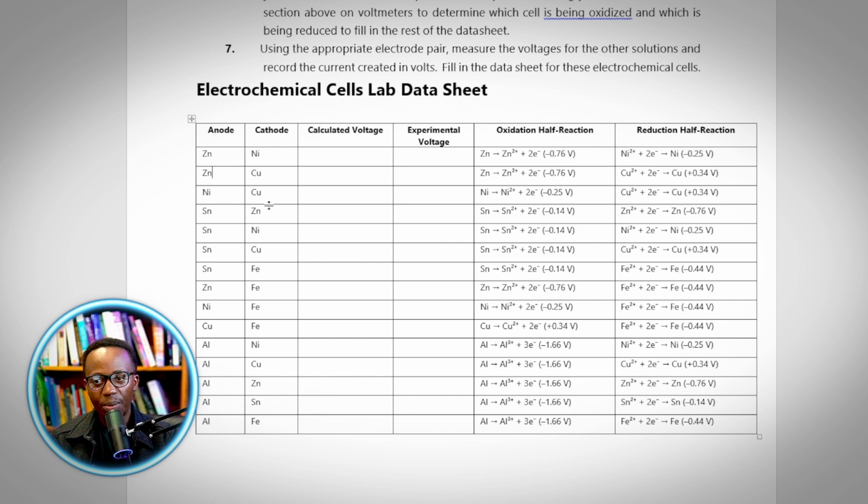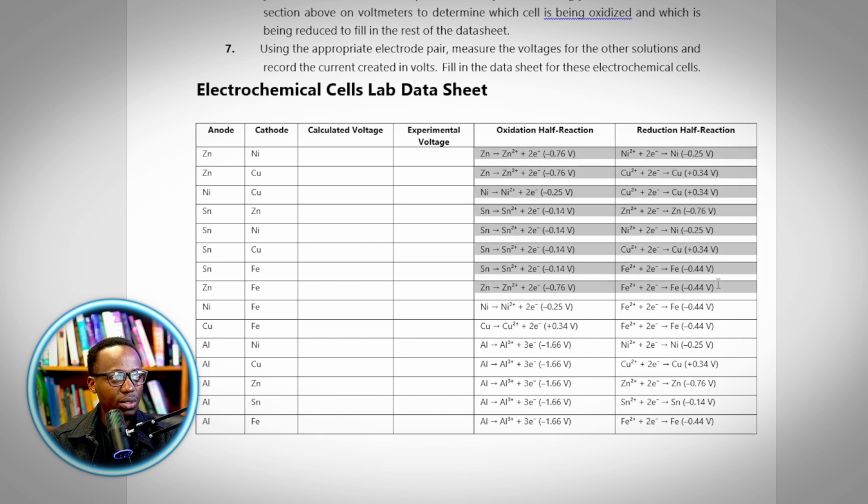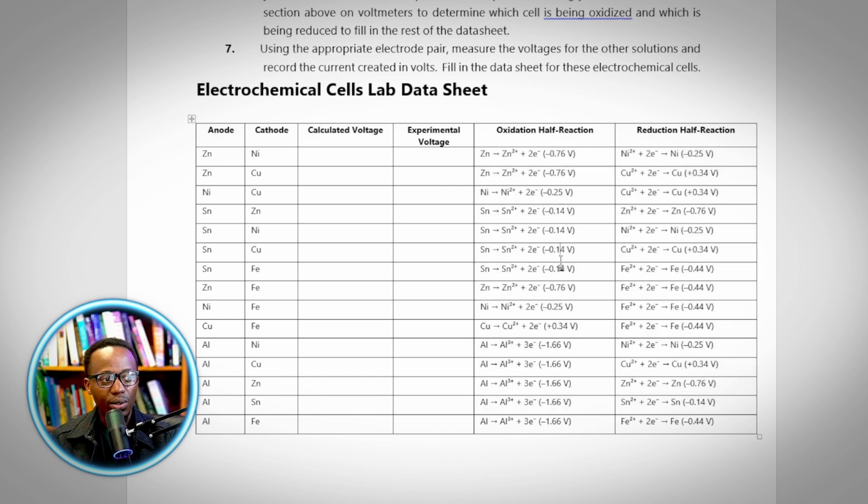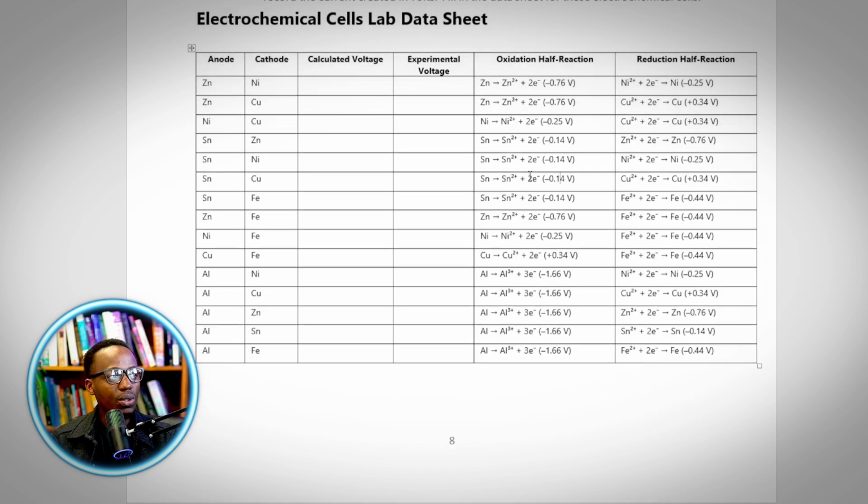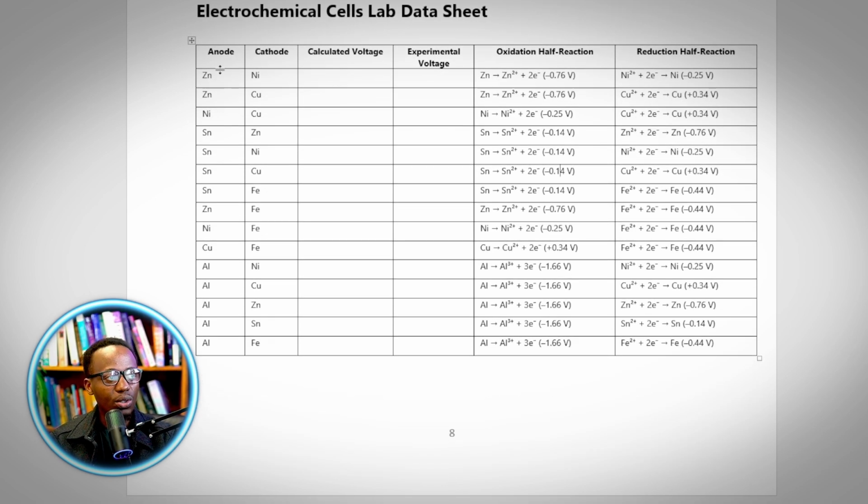So I gave you a table for the ones that I gave you, and then I'm going to give you the half reactions, right? The standard half reactions, so that you can use them. These are reduction potentials of half reactions. You can use them to calculate.